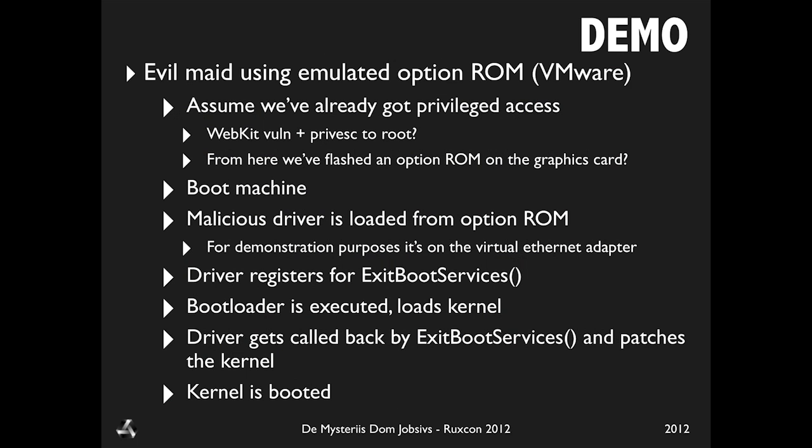So I'm going to do a couple of demos. Actually, it's okay for time, I'm going to do a couple of demos quickly. Firstly, I'll do an evil maid demo just using an emulated option ROM. VMware has virtual Ethernet adapters, right? And they actually have virtual option ROMs on them so that you can provide your VMs with PXE firmware, which is kind of hilarious.